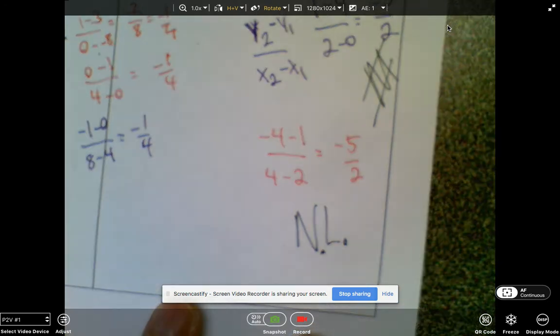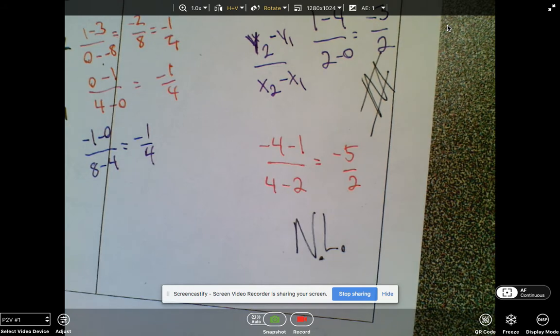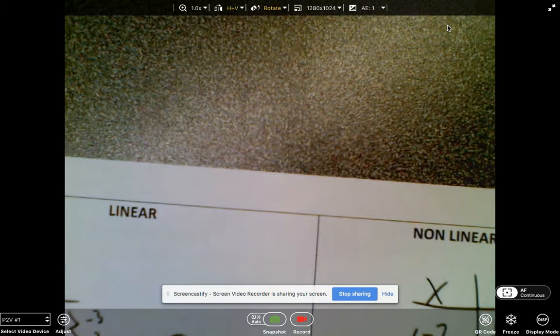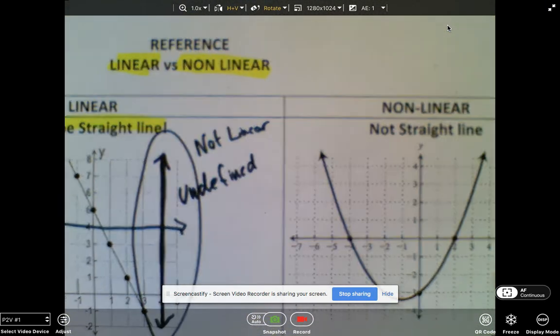So I hope this helps. You're about to try some classwork and go ahead and decide if things are linear or nonlinear. The tables are the hardest because you either have to graph them to see if they're straight or check all their slopes. But in general, just remember it has to be a straight line.